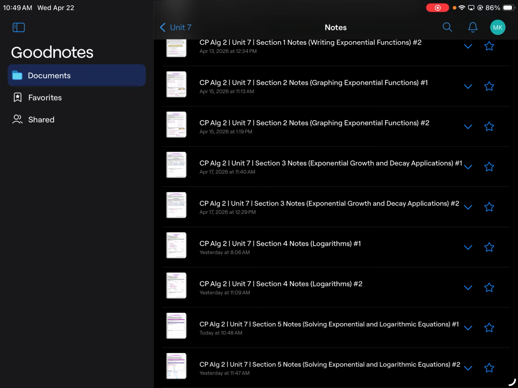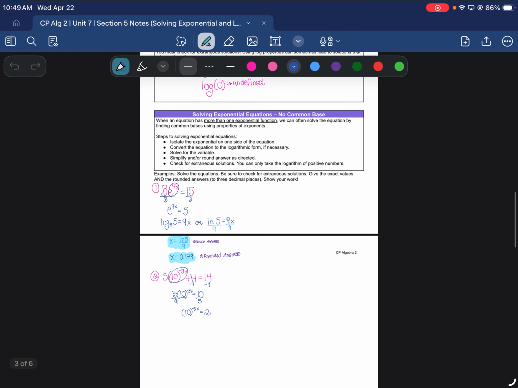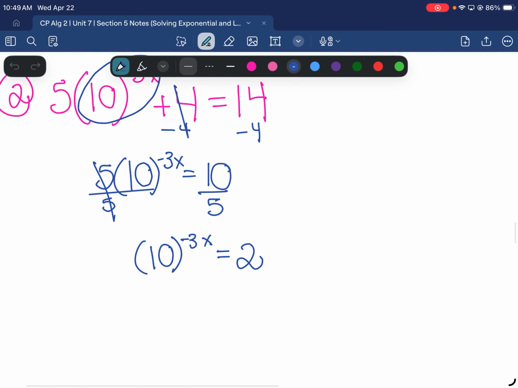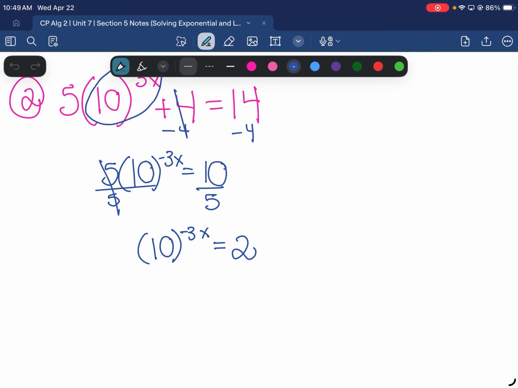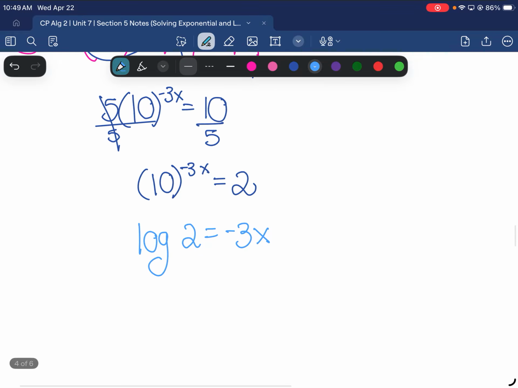Are you with me? Wait, so you have to put log 10 or no? You have to put the word log, but you don't have to put the 10. It's assumed that it's there. If you write it there, it's not wrong because that's what your calculator does.